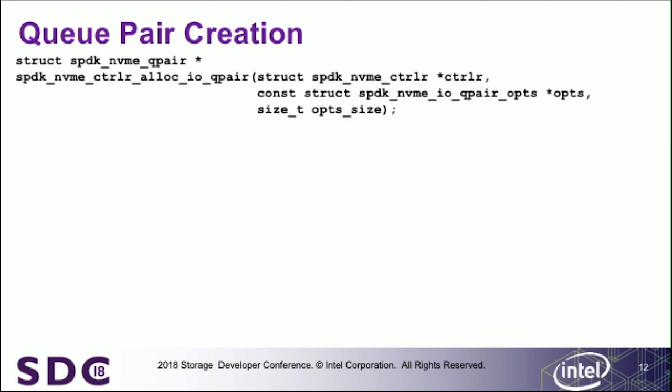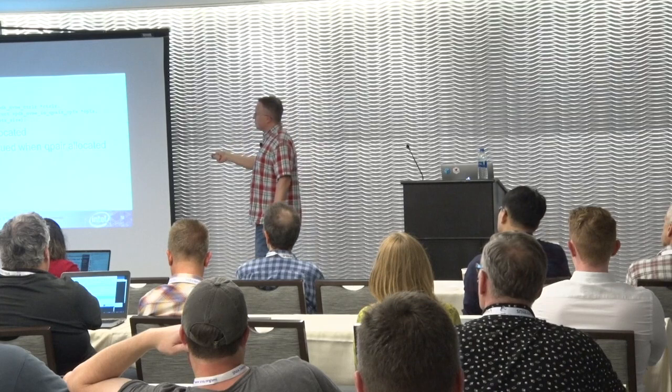OK, queue pair creation. So this is another place where SPDK can differ quite a bit from the kernel. The kernel, when it comes up, is going to look at all the queue pairs and basically try to assign one queue pair per core as best as it can. With SPDK, though, it's done very, very differently. The queues are not pre-allocated. So when you say, I want to allocate an I/O queue pair, we're actually issuing the admin commands to create the completion queue and create the submission queue inline.